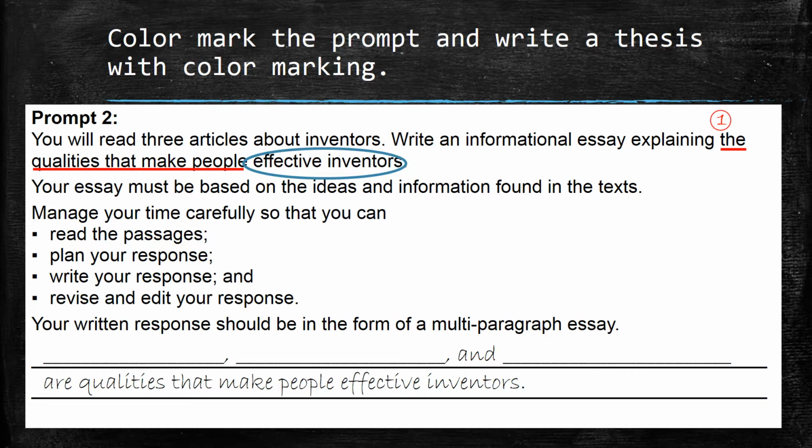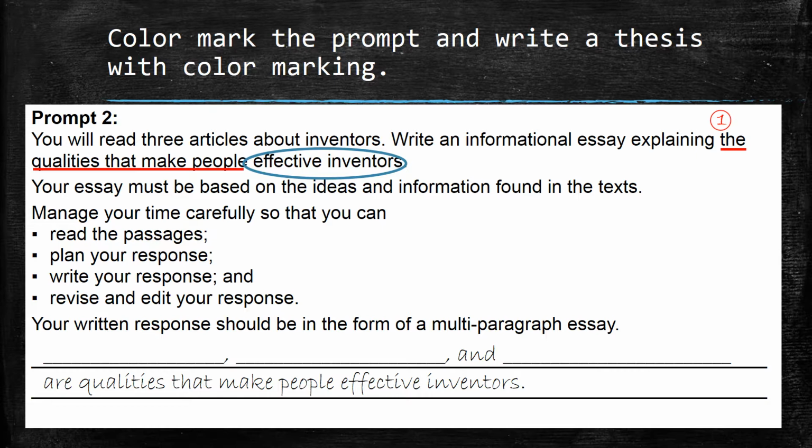Now I can say blank, blank, and blank are qualities that make people effective inventors. Or I could say qualities that make people effective inventors include blank, blank, and blank. And I don't know that there's going to be 3. It could be there's only 2. It could be that there's 4. I'm just making this up and giving myself a structure for my answer, for my thesis statement.